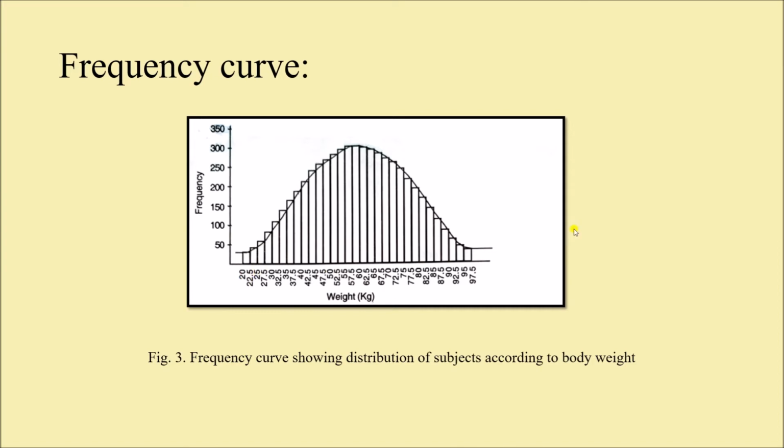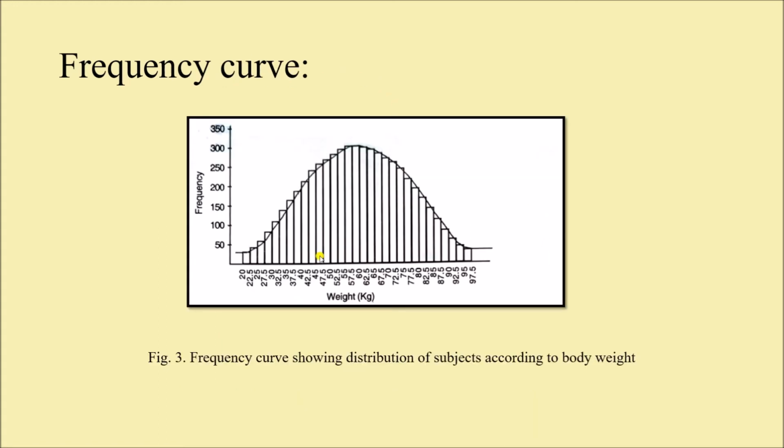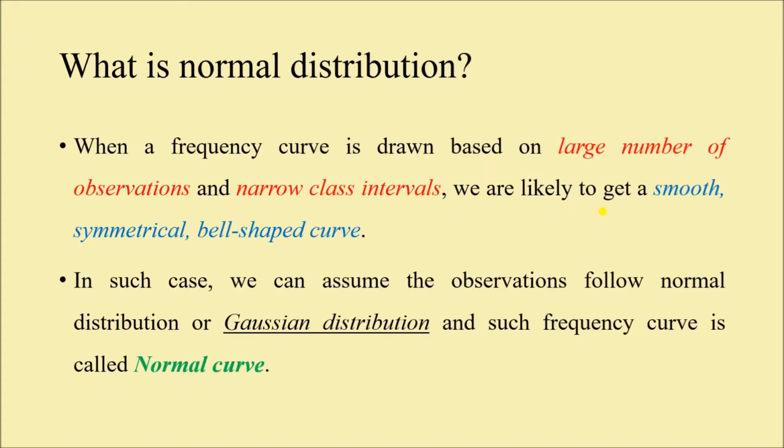In such a situation, this frequency polygon actually loses its angles and it becomes a smooth shape like this. So this is what is known as frequency curve. And that is how we can convert a frequency polygon into frequency curve, fulfilling only two criteria. Number one, narrow class interval. Number two, large number of observations.